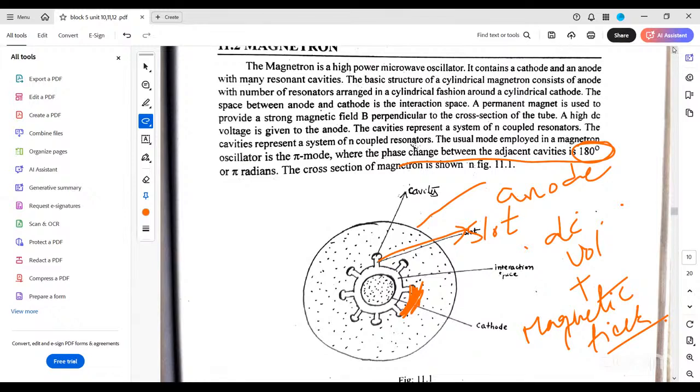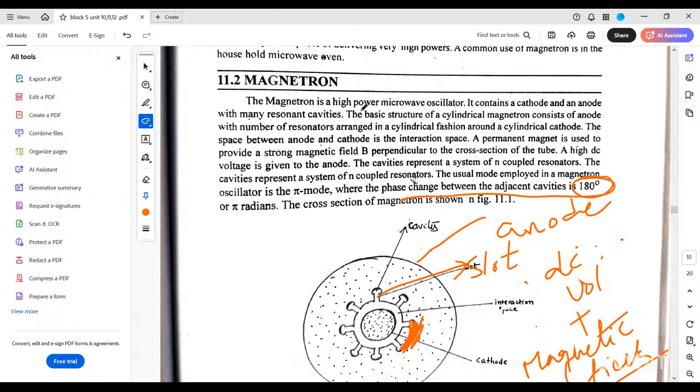What is given here? Magnetron is a high power microwave oscillator. It contains a cathode and anode with many resonant cavities. The basic structure of a cylindrical magnetron consists of an anode with a number of resonators. Resonators means these cavities with slots; all this combination is called resonators. The anode is arranged in a cylindrical fashion around a cylindrical cathode. The space between the anode and cathode is called interaction space.